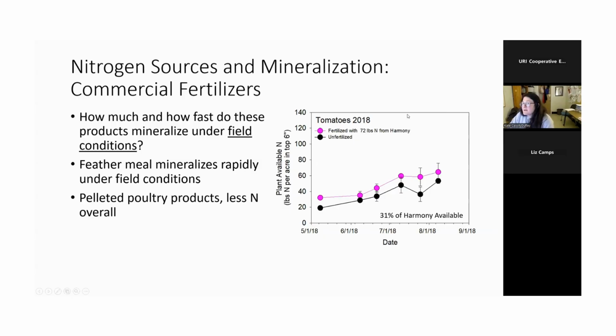If we look at Harmony, which is a pelleted poultry litter, what we had was much less nitrogen available. Applied at the same rate, the mineralization was much lower, much less total nitrogen from the Harmony. Doesn't mean it's a bad fertilizer, but if you're trying to hit your target nitrogen needs, you need to take this into account, right?